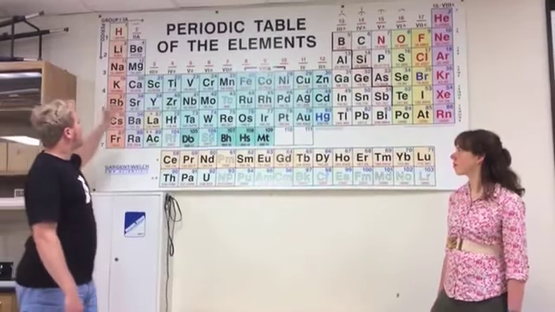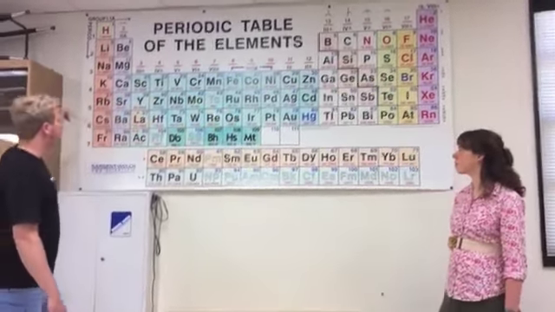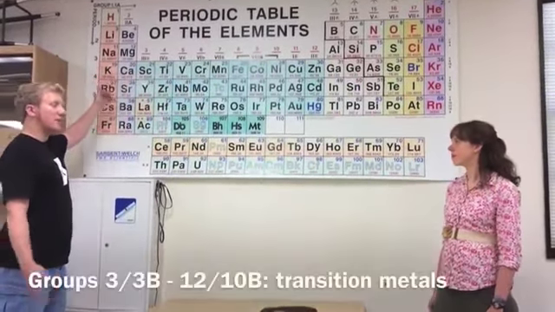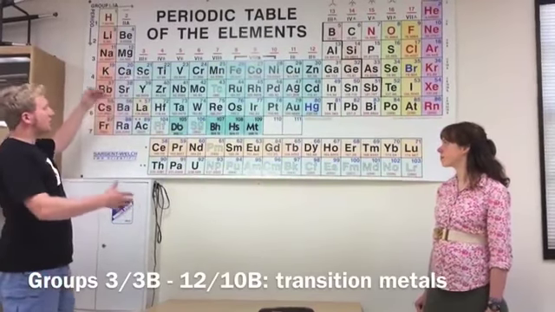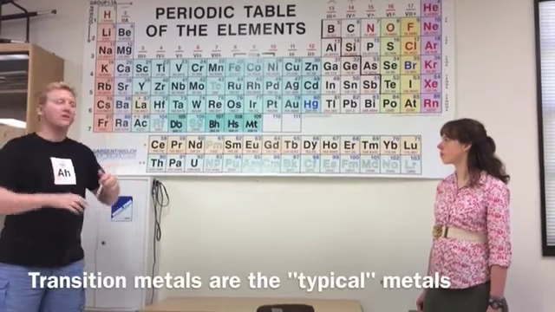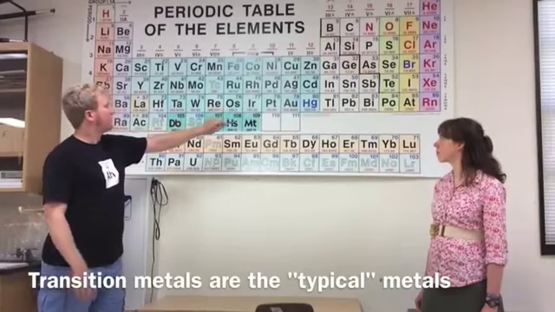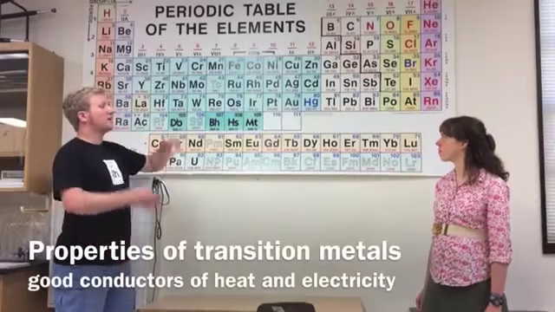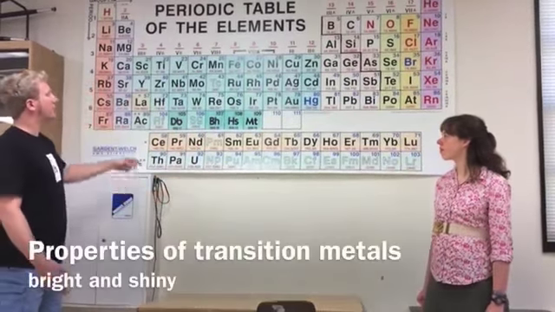As we keep coming across, here's a big section right in here. These are called the transition metals. And these metals are common metals. That's what we think of. Silver, gold, copper, stuff like that. They make bright and shiny compounds.